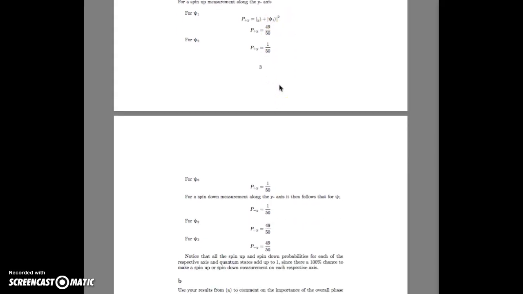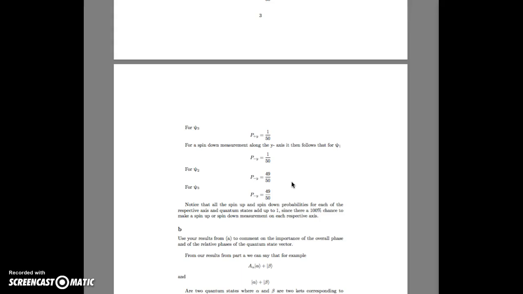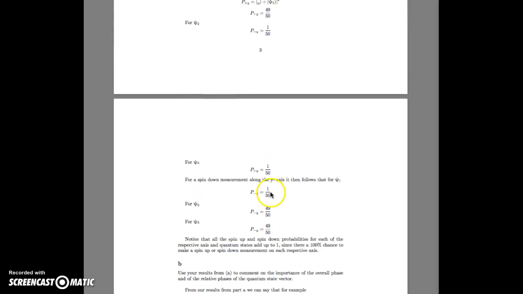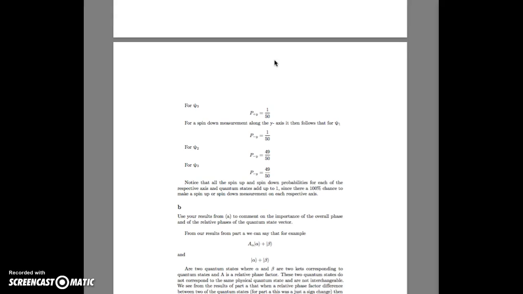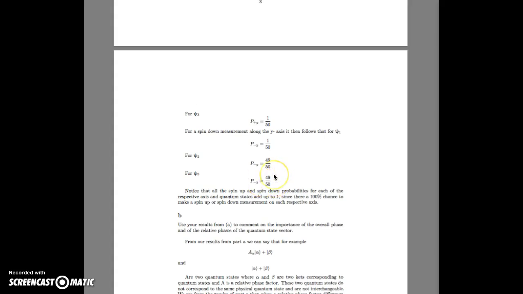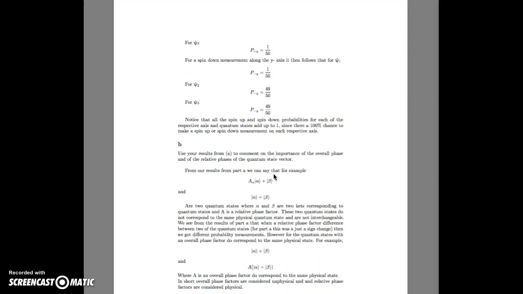And for spin up for our second state, the function changes, so it's 1 over 50, and for our third it's also 1 over 50. So for our spin down, it follows that for our first quantum state it'll be 1 over 50. So we see that 49 plus 1 is 50, so that makes sense. And then for our second it's 49 over 50, and our third quantum state it's 49 over 50. Notice that all the spin up and spin down probabilities for each of the respective axes and quantum states add up to 1, since there's a 100% chance to make a spin up or spin down measure on each respective axis.